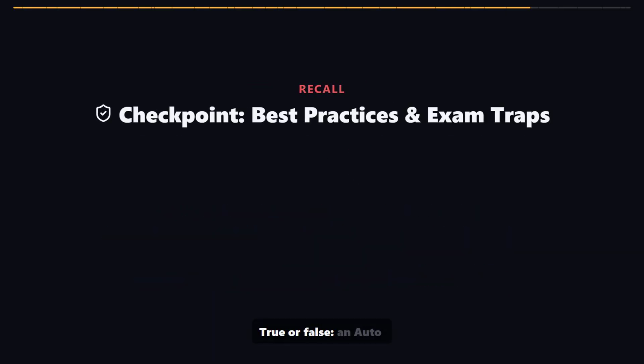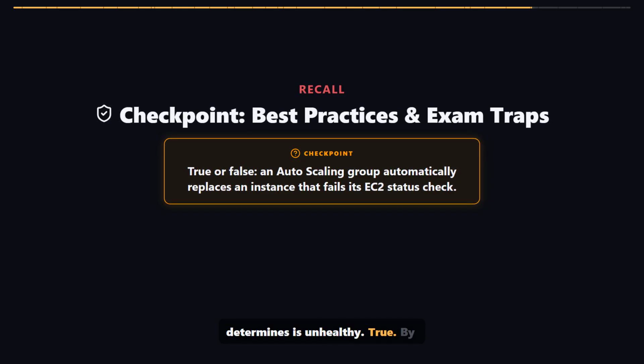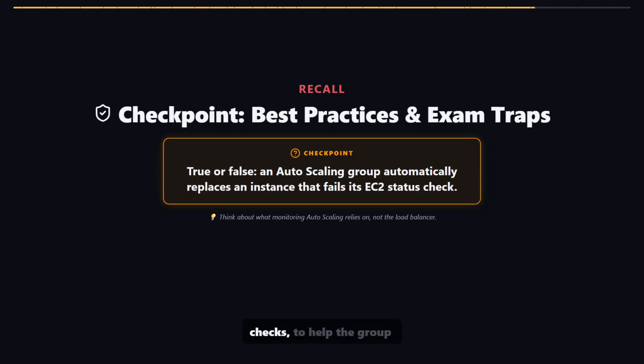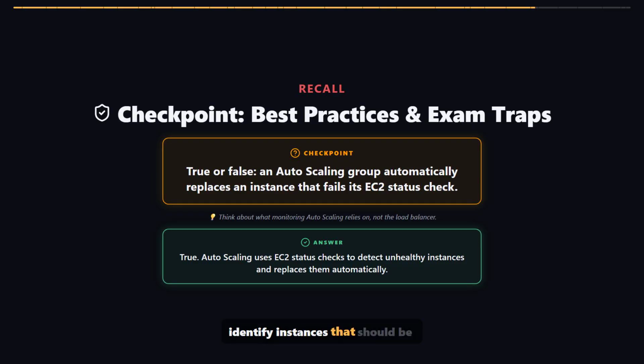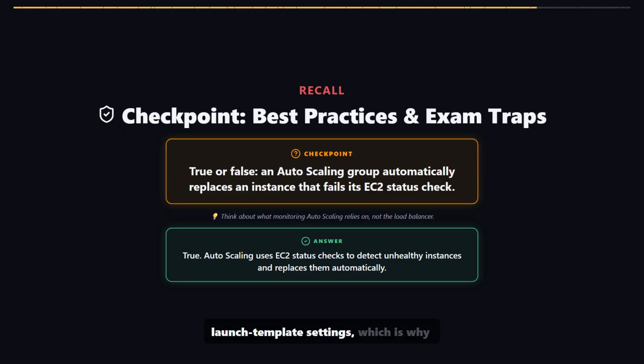True or false? An Auto Scaling group can automatically replace an in-service instance that it determines is unhealthy. True. By default, the group uses EC2 health checks. You can also configure additional health sources, such as Elastic Load Balancing health checks, to help the group identify instances that should be replaced. The replacement instance is launched from the group's current launch template settings, which is why a reliable launch template is the foundation of a self-healing fleet.